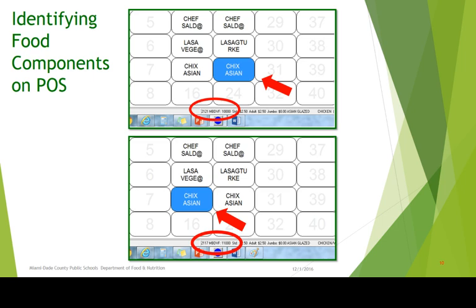The first recipe, 2121, only includes a meat component. The second recipe, 2117, includes a meat and a bread component. So, with the first recipe, you would have to be sure to include a bread component to offer on the line that day. Always check the POS for the food components because there are several recipes where this may occur.